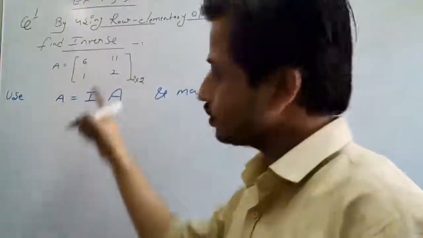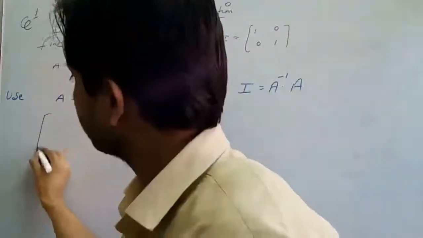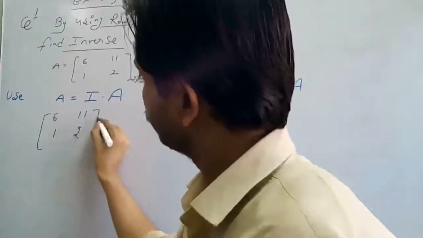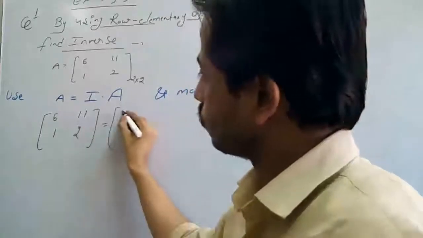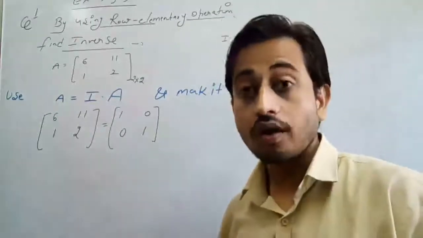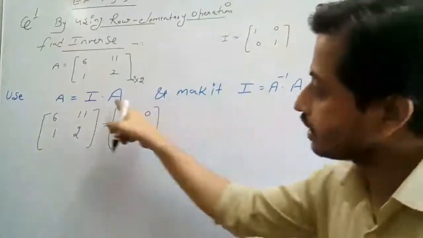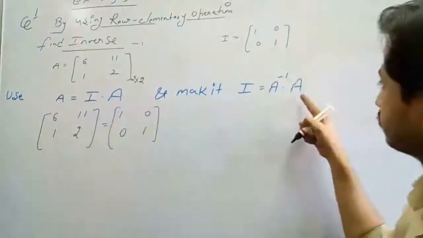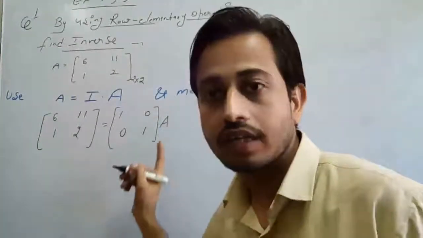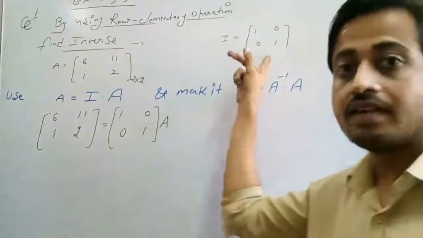Now what do we have to do? Firstly we have to write the values. First we write A. A is 6, 1, 11, 2. Now what is I? 1, 0, 0, 1. There is no need to write A on the other side because we only have to find A inverse. So A is already obtained, and we don't have to put the values of A here. Now we have to make it our identity matrix.